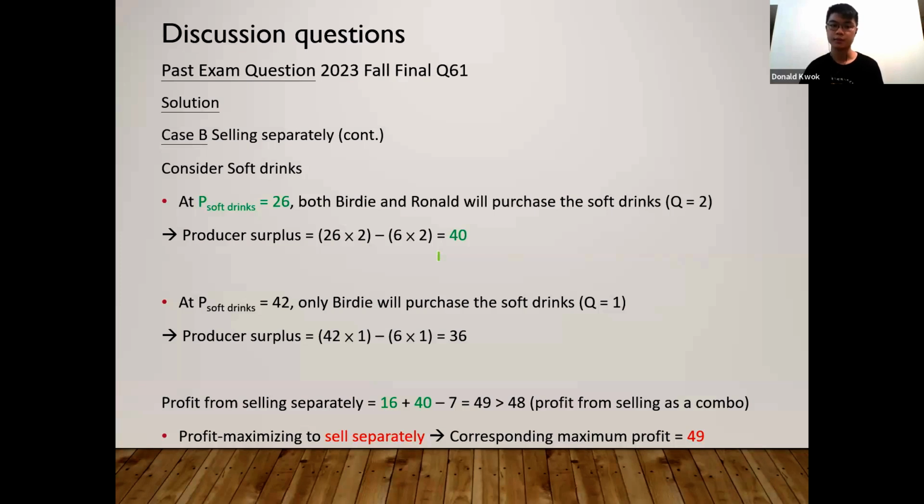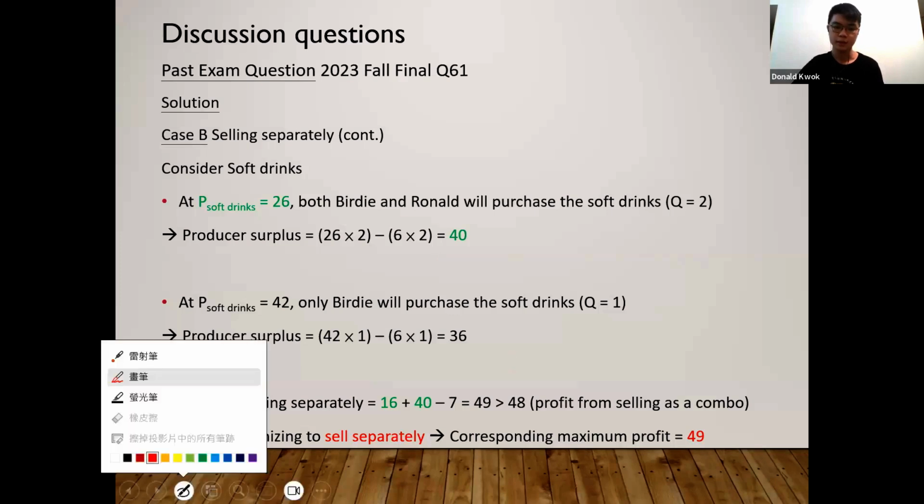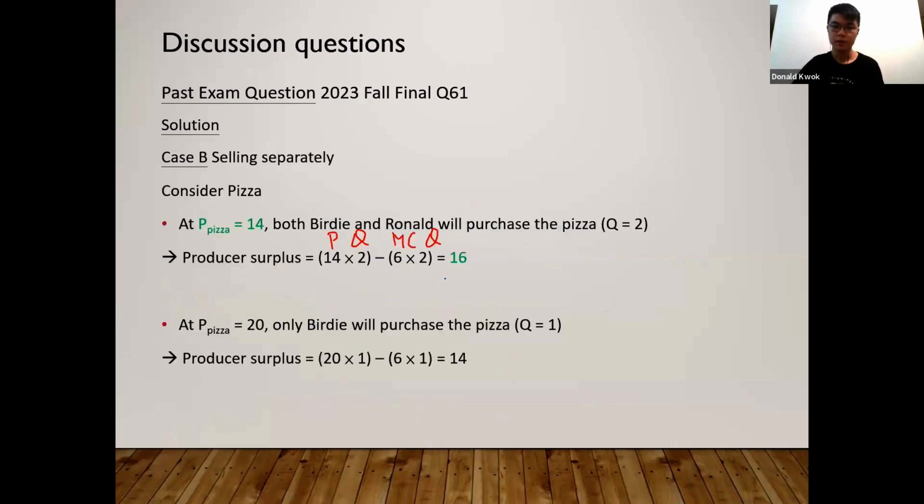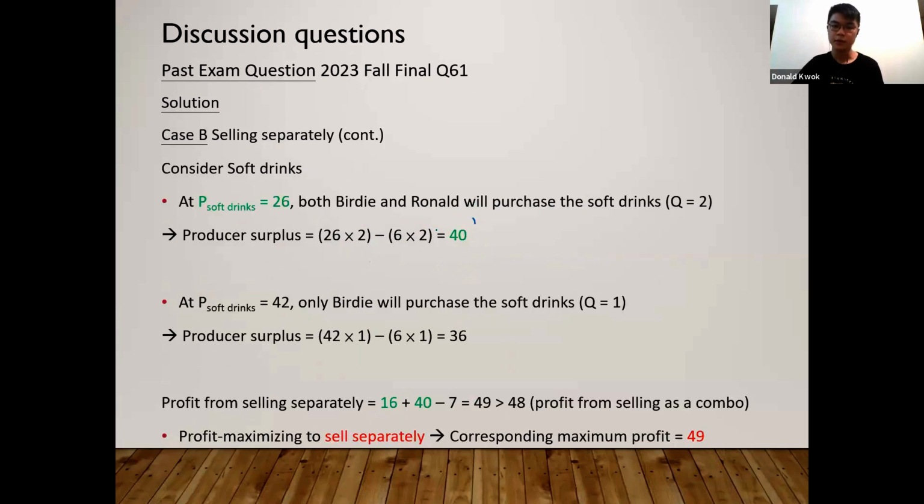This means that if the goods are sold separately, the price of the soft drink should be $26. Now, we are ready to calculate the profit from selling the goods separately, which is, let me use another color, 16 plus 40 minus the fixed cost of 7. So I also put this down right here, and we can calculate the profit from selling pizza and soft drinks separately, $49. And as you can see, the profit from selling separately, 49, is greater than the profit of selling as a combo, $48. So this means that the Pizza Express shop should sell separately to maximize its profit. The corresponding profit is $49.